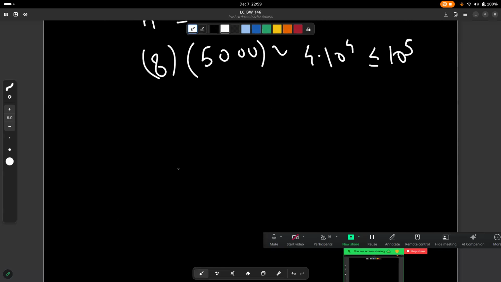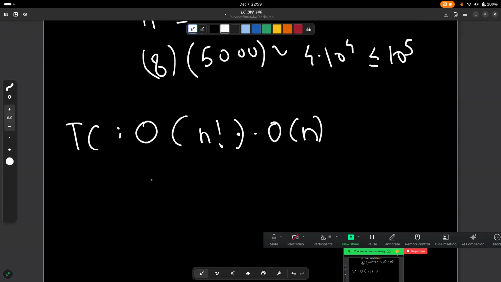And if we talk about the time complexity for this code, how many permutations are you checking? You are checking n factorial permutations. And how much time does checking each permutation take? It takes big O of n time. So your total time complexity is n into n factorial, which is more or less big O of n factorial.